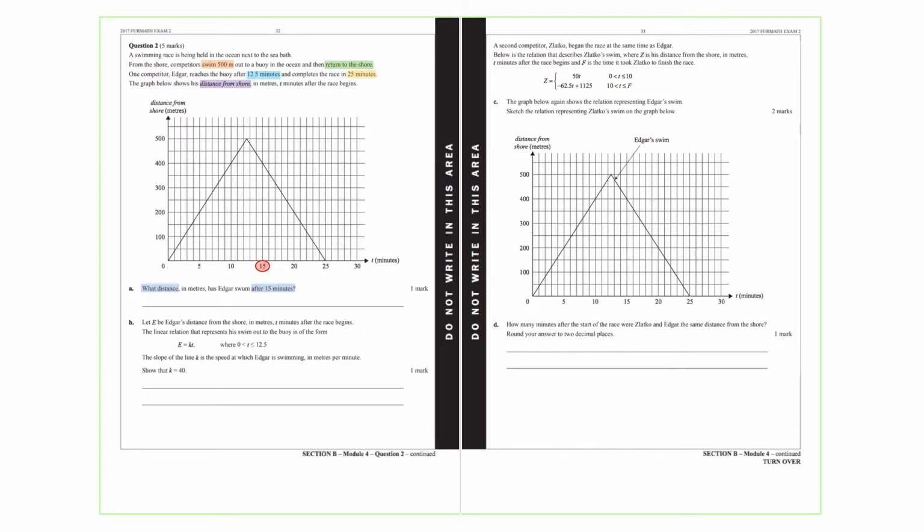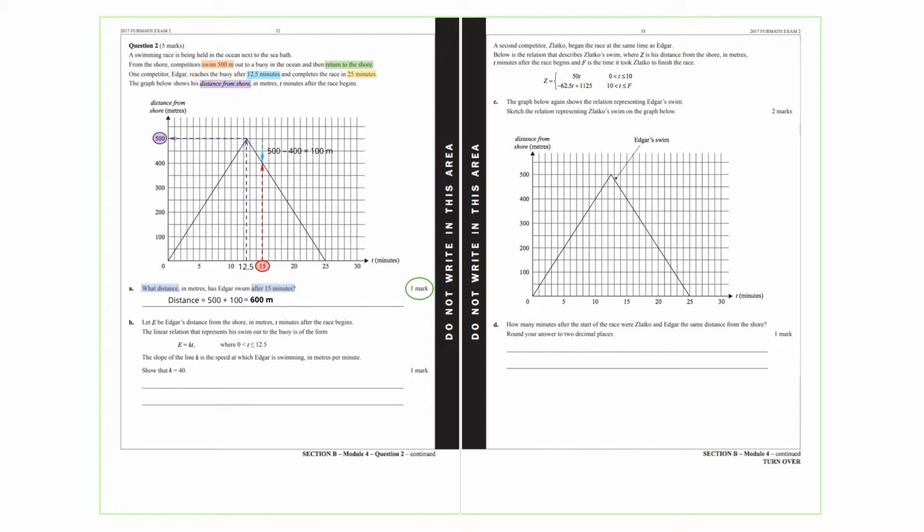For the first 12.5 minutes, Edgar swam 500 meters. On the way back, he swam 500 minus 400, which is 100 meters. So the distance is equal to 500 plus 100, which is 600 meters. This question is worth 1 mark for the correct answer.